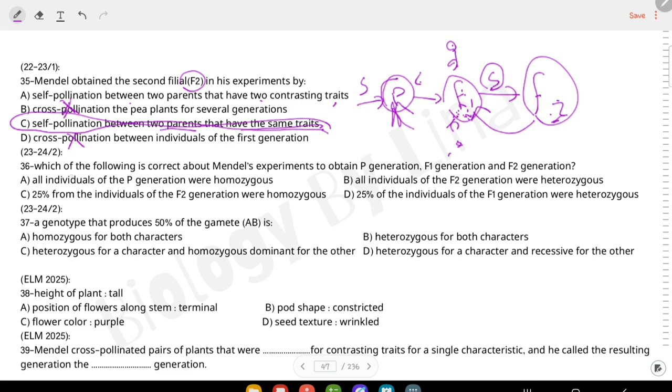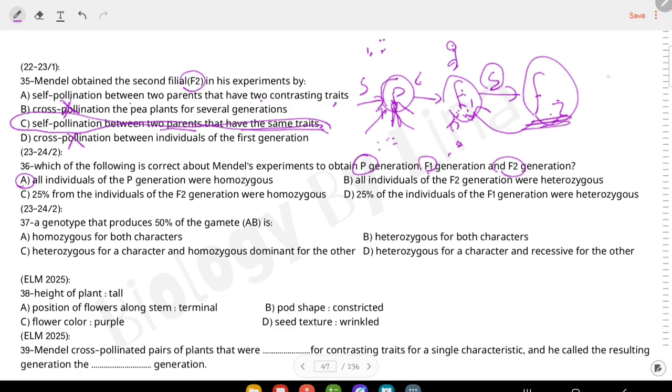Now, question 36, which of the following is correct about Mendel's experiment to obtain P generation, F1 generation, and F2 generation? First, all individuals of the P generation were homozygous. He said that all the individuals of the P generation are homo. This is correct, because we know here the parents, we have purple homo with white homo. So all of them are homo. This is correct. All individuals of F2 generation were hetero.